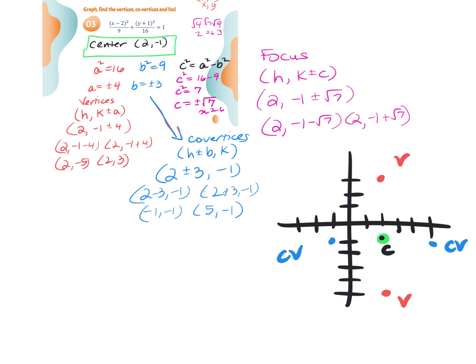And again, we're approximating these. So this is really negative 1 minus 2.6. So 2, comma, negative 3.6. And then negative 1 plus 2.6. This will be about 2, comma, 1.6. So if I go ahead and put those focus points on here, 1, 2, 3, so about here, and then a little bit more than 1, another focus point. And again, let's go ahead and connect this. Make it a nice oval shape. Connect the red and the blue.